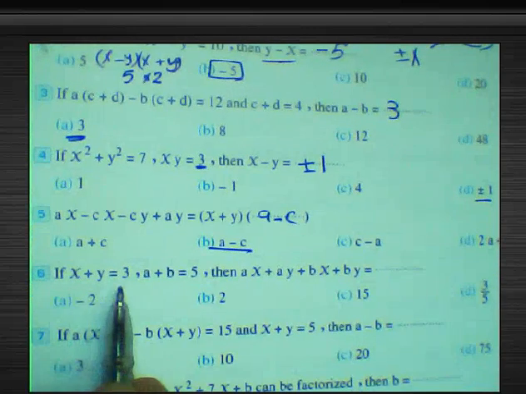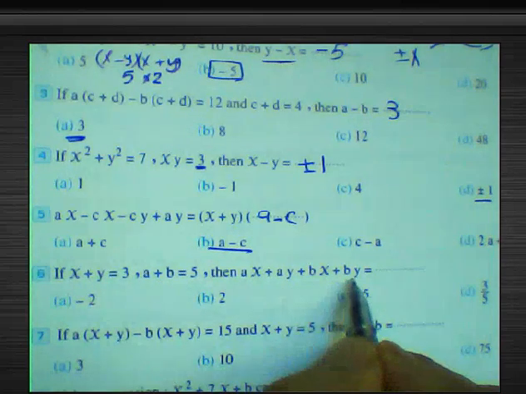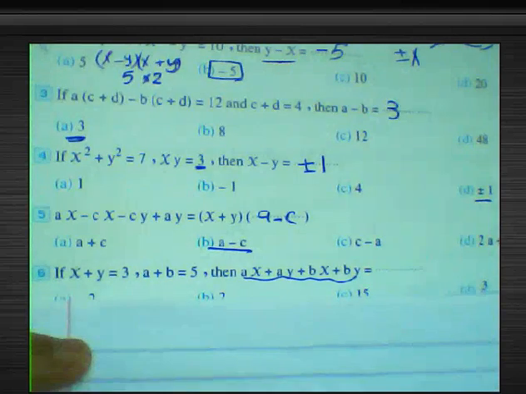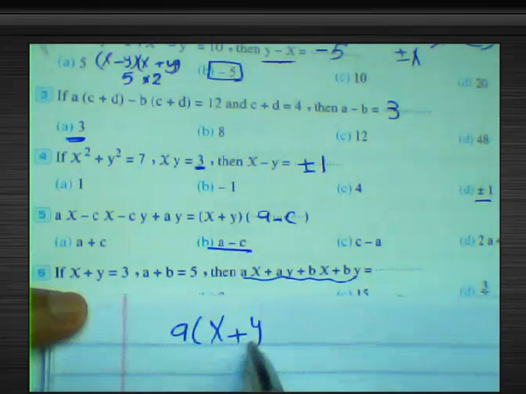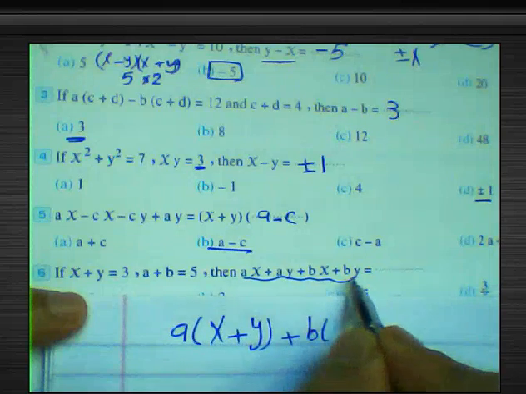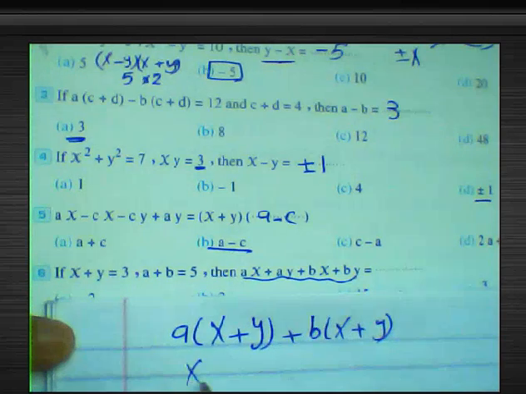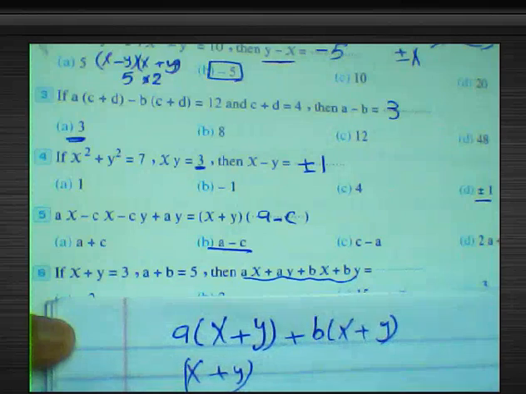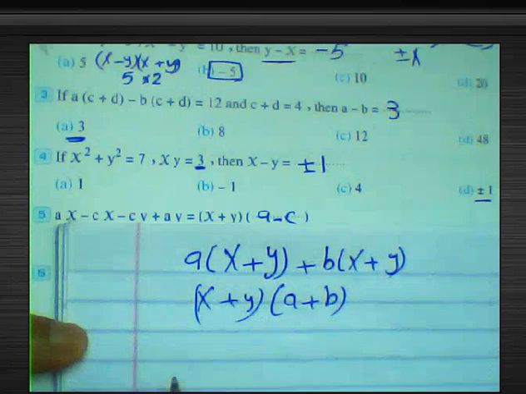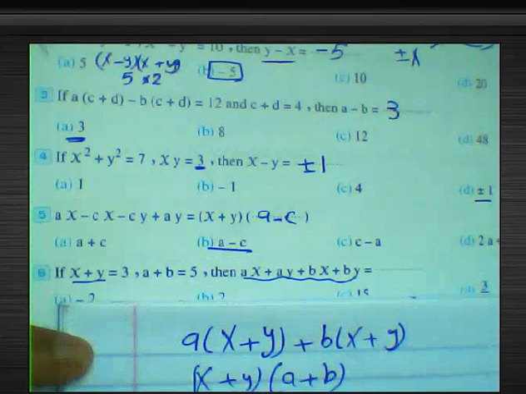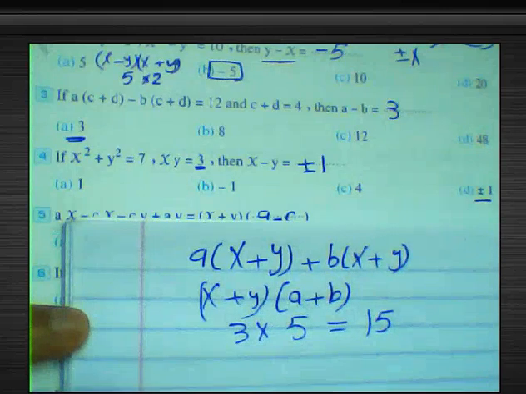Question number 6. If x plus y equal 3 and a plus b equal 5, then ax plus ay plus bx plus by equals blank. We can factorize this expression in your notebook. In these two terms, write a common factor between two terms. The result will be a times x plus y plus, we can write b outside the two terms. The result will be x plus y, and write x plus y outside between two terms. We can write the common factor between two terms, x plus y, and the result will be a plus b. We know x plus y equal 3 multiply a plus b equal 5. 3 times 5 equal what? Equal 15. The result will be 15.